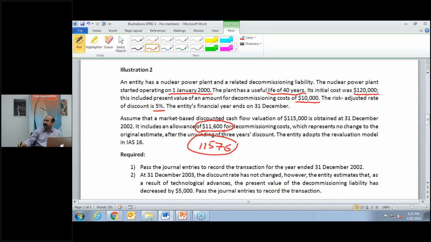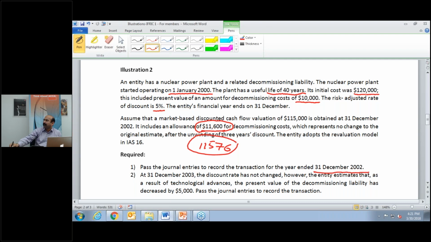Okay, pass the journal entries to record the transaction for the year ended 31st December 2002. What is the transaction? There is some revaluation, and we know what the double entry for this revaluation will be. But before that, we need to calculate the revalued amount and the revaluation surplus or deficit.